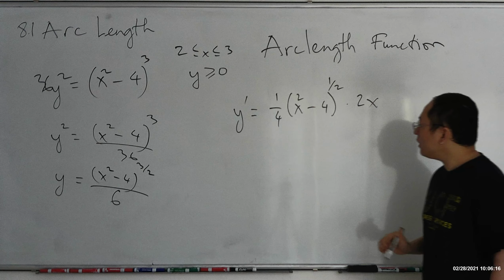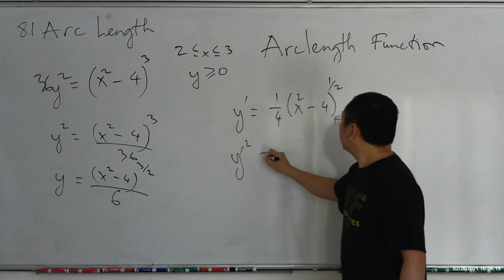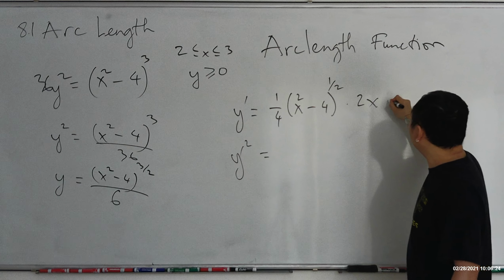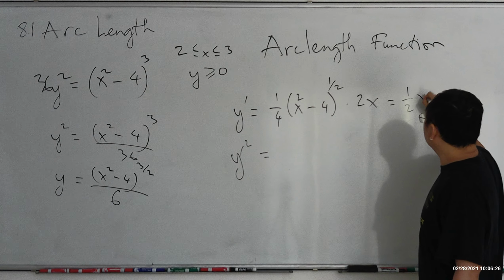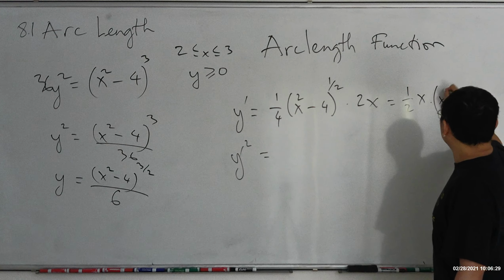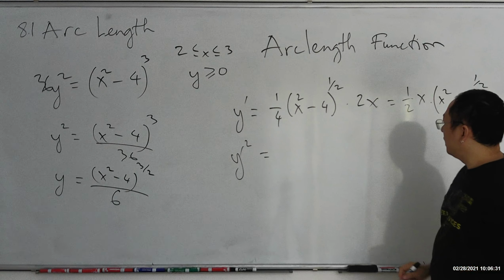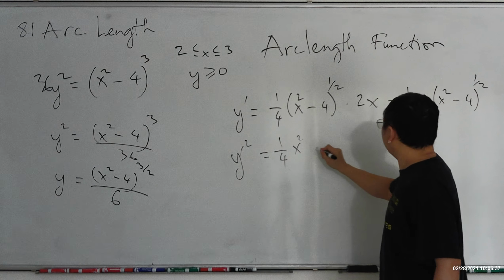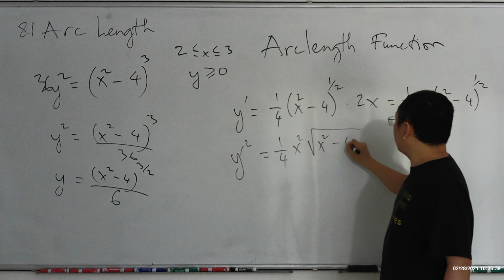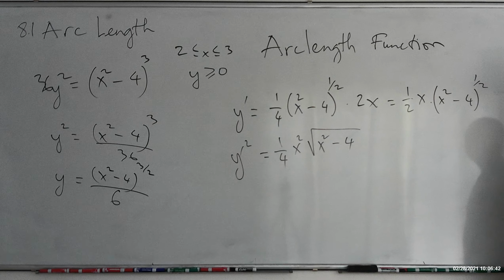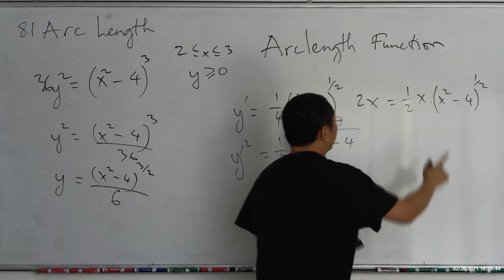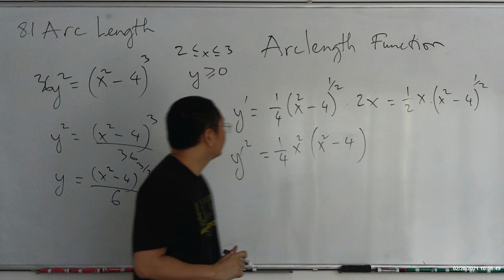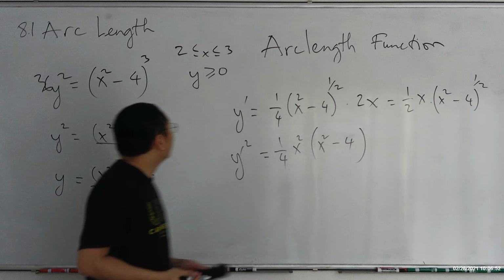All right. So y prime squared, this can actually be simplified a little. This is 1/2 x times x squared minus 4 raised to the 1/2. So y prime squared is 1/4 x squared times x squared minus 4. No more square root because we squared it. That's better.